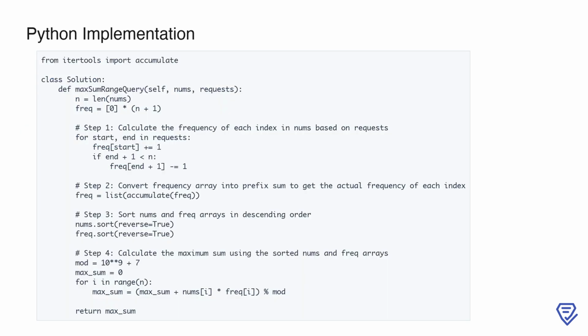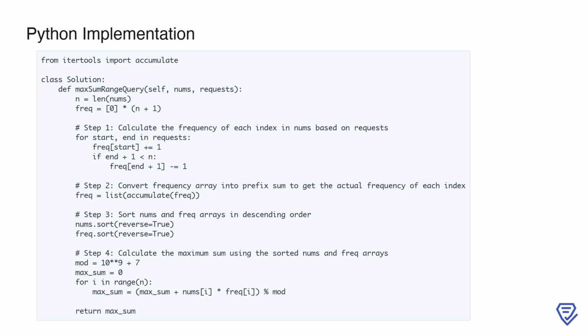This Python implementation efficiently solves the LeetCode problem Maximum Sum Obtained of Any Permutation using a greedy approach combined with prefix sums. Here's a breakdown of the solution. 1. Initialization. We initialize a frequency array to track how many times each index in nums is covered by the ranges in requests. The length of frequency is n+1 to handle boundary conditions. 2. Frequency calculation. For each range, start, end, in requests, we increment frequency[start], indicating the start of coverage, and decrement frequency[end+1] to signal the end of coverage. This step ensures we can calculate the frequency of each index using a prefix sum later.